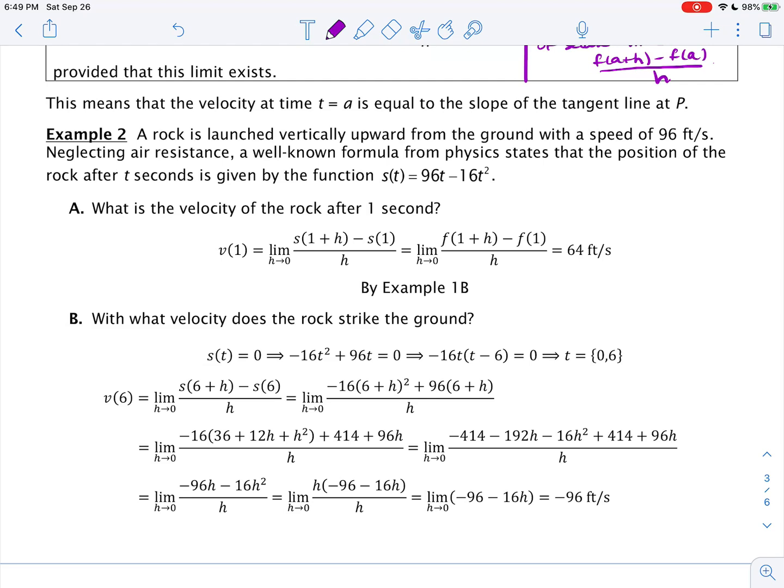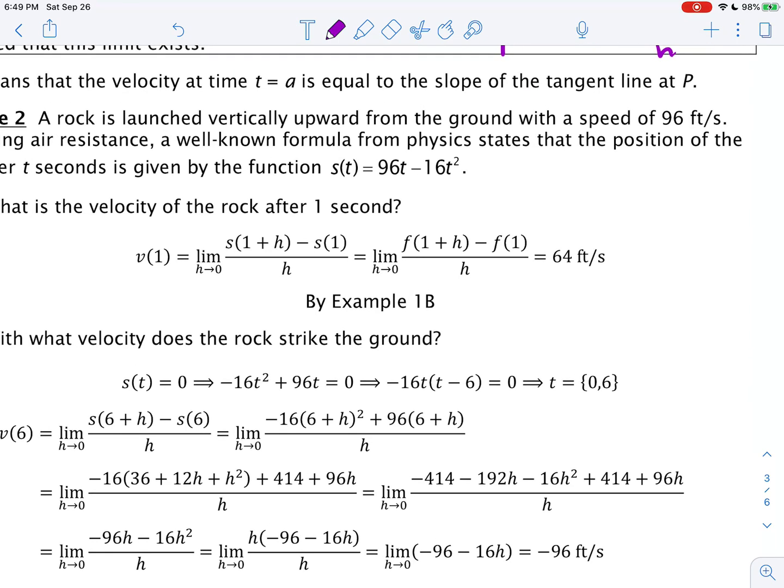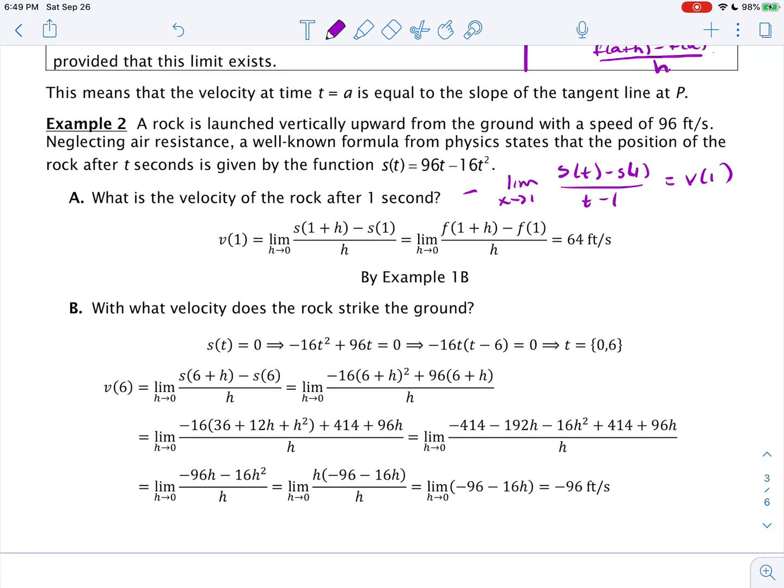All right, it says, what is the velocity of the rock after 1 second? So this is a case where I wouldn't necessarily use s of 1 plus h and the limit definition. Because I only need 1, I might say limit as t approaches 1 of s of t minus s of 1 over t minus 1. That might be easier to do, and that's going to give me my velocity at 1. All right. It says, with what velocity does the rock strike the ground level?